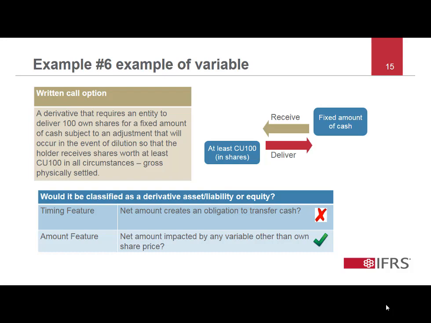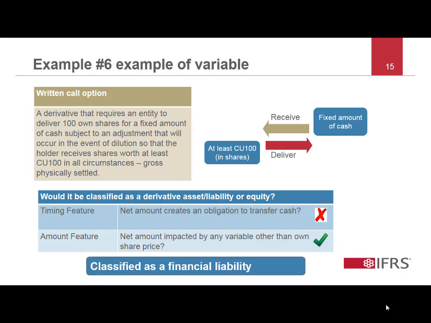Looking at the equity leg, the adjustment to the number of equity to be delivered creates an obligation to deliver at least 100 currency units worth of own shares. Such an obligation is independent of the entity's available economic resources because there are circumstances when the amount of the obligation does not change in response to changes in the entity's available economic resources. Because of the amount feature, the derivative would be classified as a derivative financial liability applying the board's preferred approach.